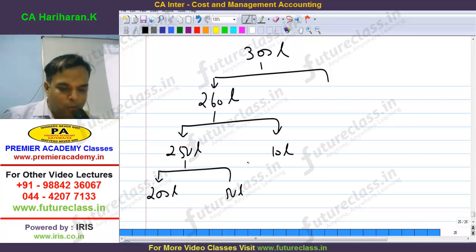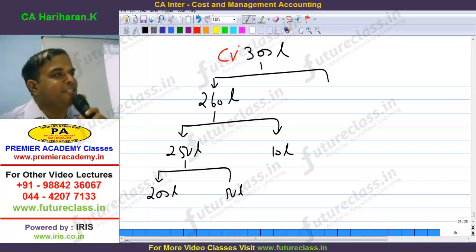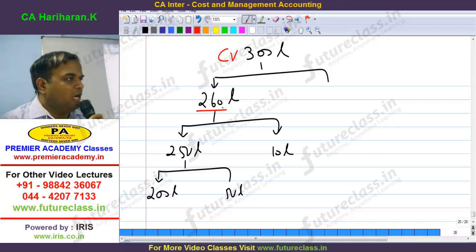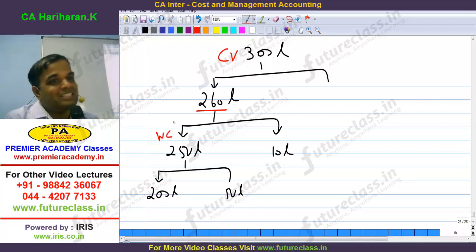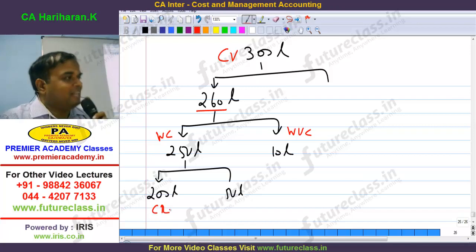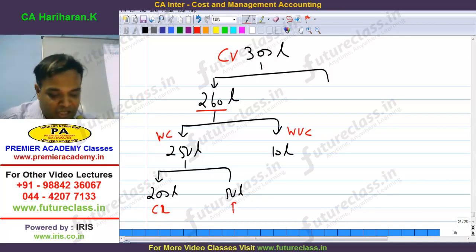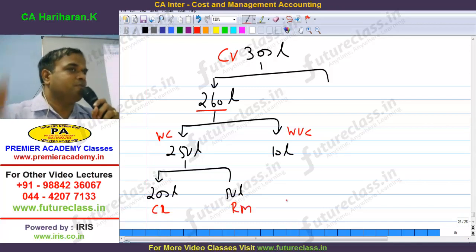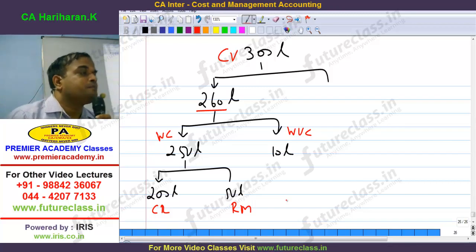Comfortable? Now, the 300 lakhs is called contract value. Out of which till date I have completed 260. Out of which, how much have I completed in a satisfactory manner? That is called work certified. Balance not satisfactory is work uncertified. Out of work certified, you paid, cash received 200. Balance of my cash you are retaining. That's why retention money is equal to 50 lakhs. Understood or not?